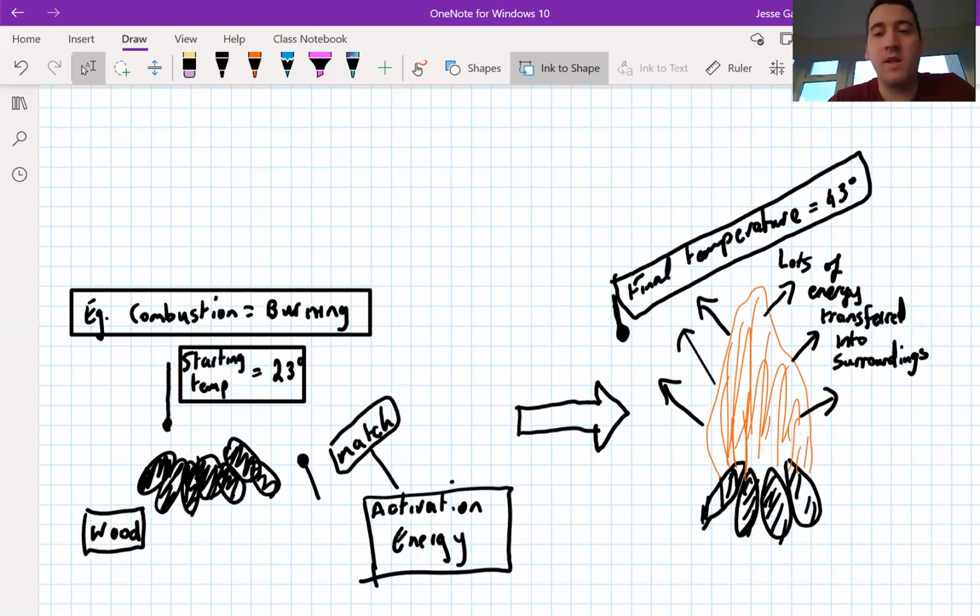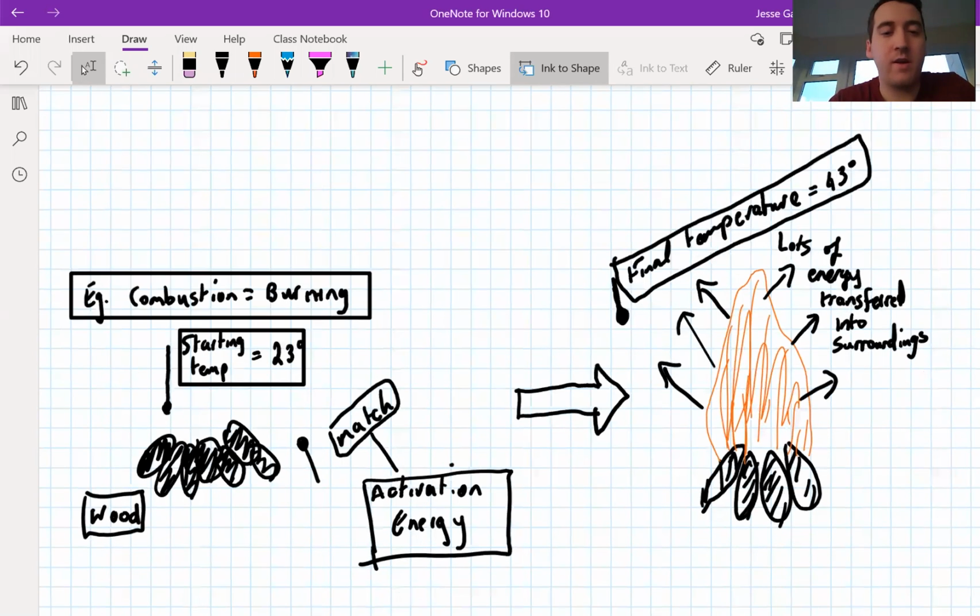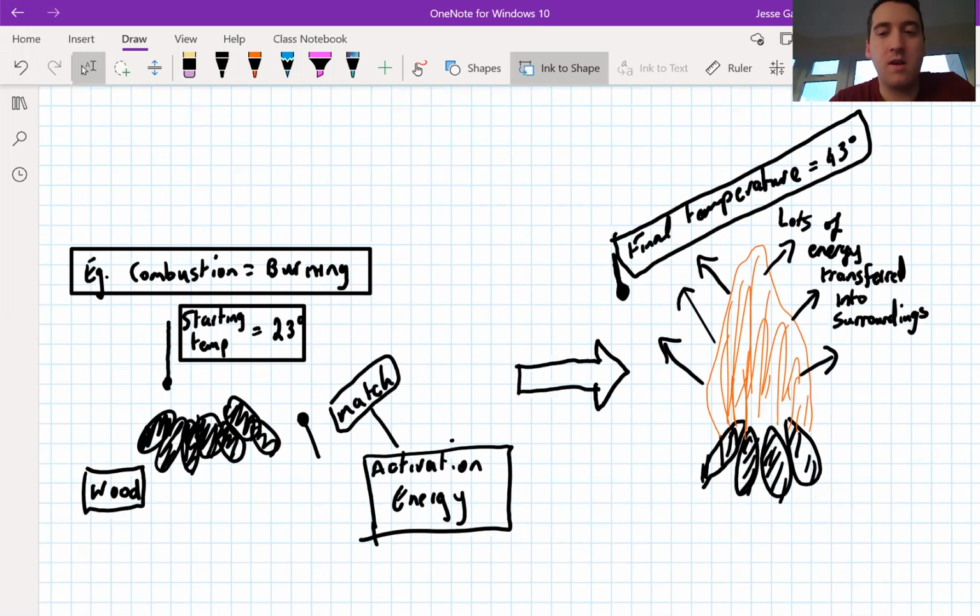So this is a combustion reaction. We take a fuel, we burn it, and energy is transferred to the surroundings. How do we know energy is transferred to the surroundings? Well, the temperature of the surroundings has increased. It's gone from 23 degrees up to 43 degrees. And anytime you burn things, this is what happens. The temperature of the surroundings increases because energy is released or transferred to the surroundings.